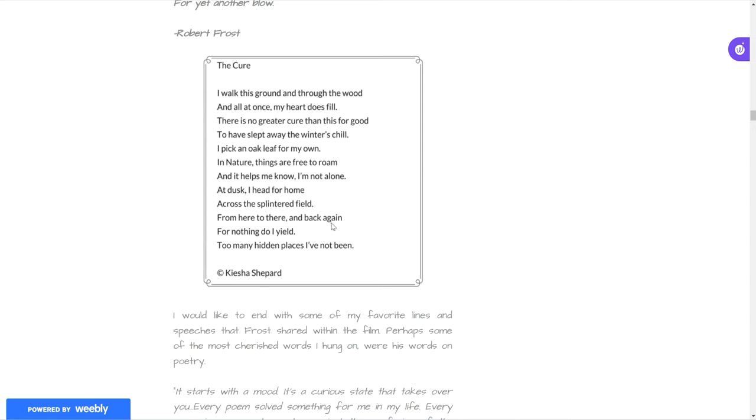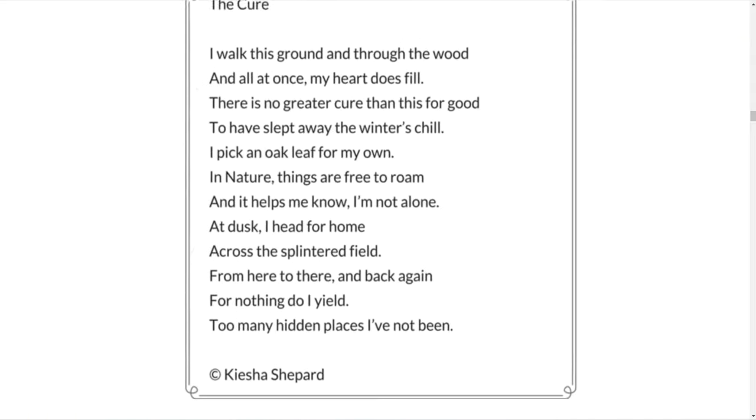Publishers like your poems to be as tight and short as possible. They like them to be under 40 lines. And I find that using shorter poems to teach tends to be less intimidating to new poets. So I'm going to give you some tips here. When we look at her poem, let's zoom in here.